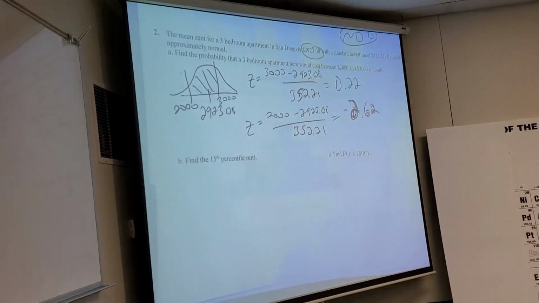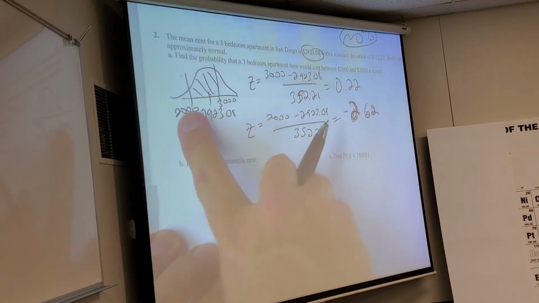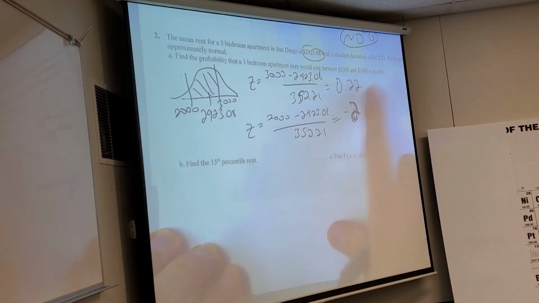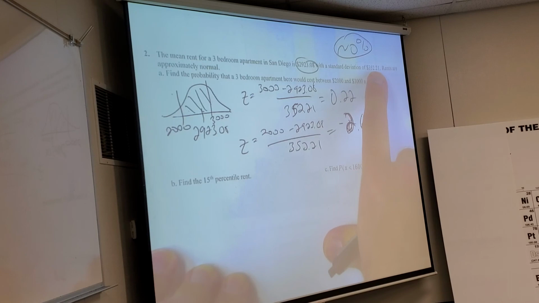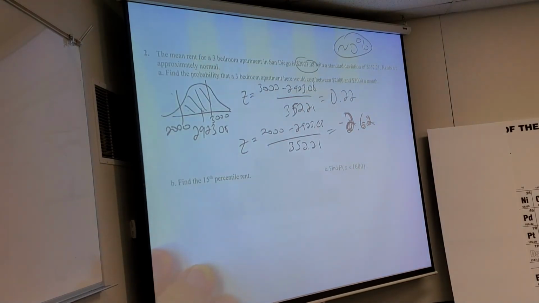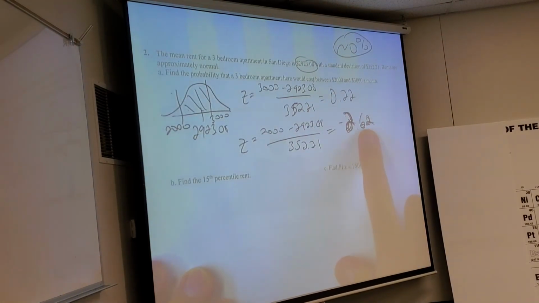And again, you can kind of predict this. 2,000 is 900 below that. Every standard deviation is about 350. So 2 to 3 steps away, 2.62 makes sense.